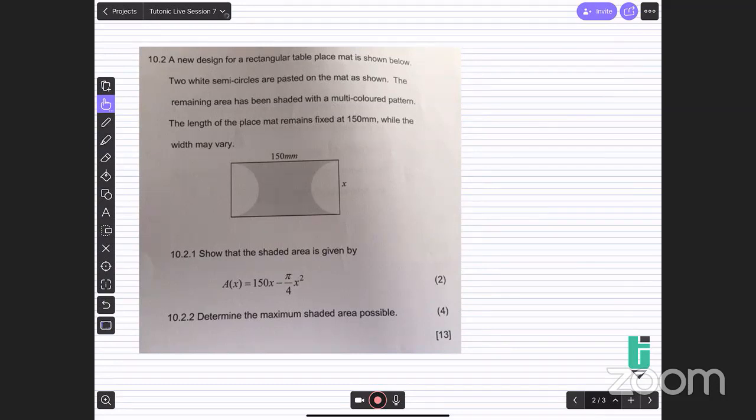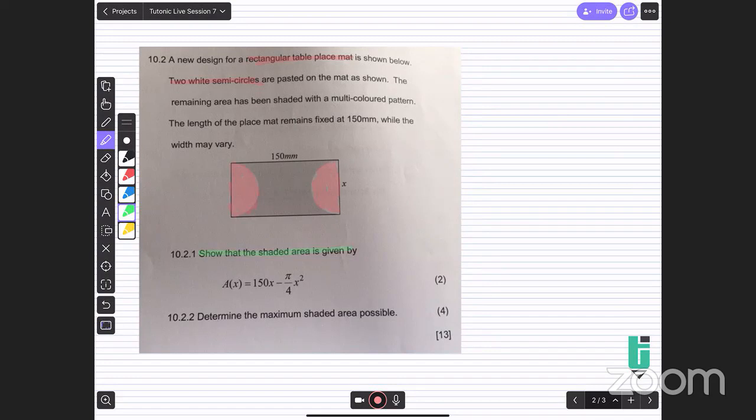There is a rectangle shaped mat, and then there are two semicircles on the mat. Then they give you the length, which is 150 millimeters, and they tell you that the width will change the whole time. Okay, and what is the question asking you? To show the area of the shaded area.